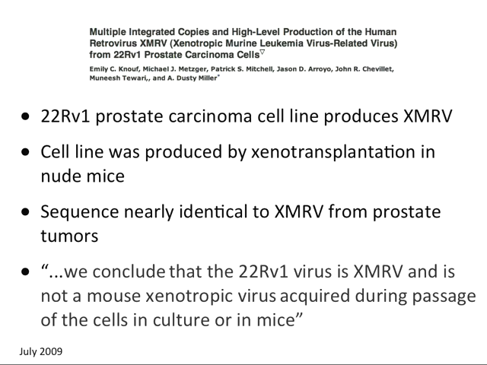At the same time, in July of 2009, a paper was published entitled Multiple Integrated Copies of XMRV in a Cell Line called 22RV1. So remember that. Not that I'm going to ask you on an exam, but it'll come up later. 22RV1 is the cell line derived from a human prostate tumor.